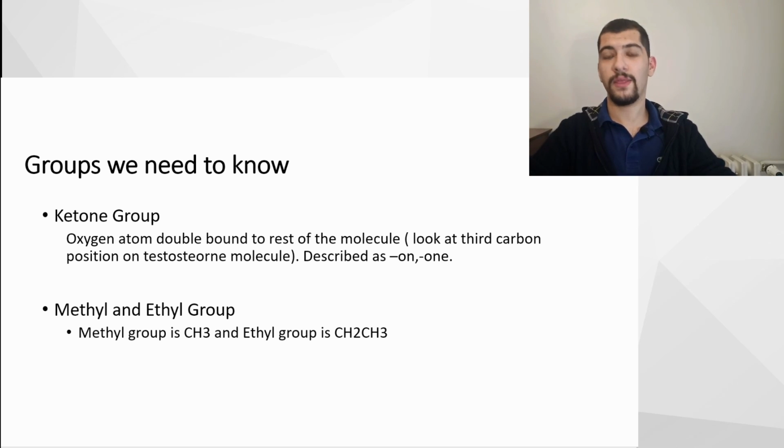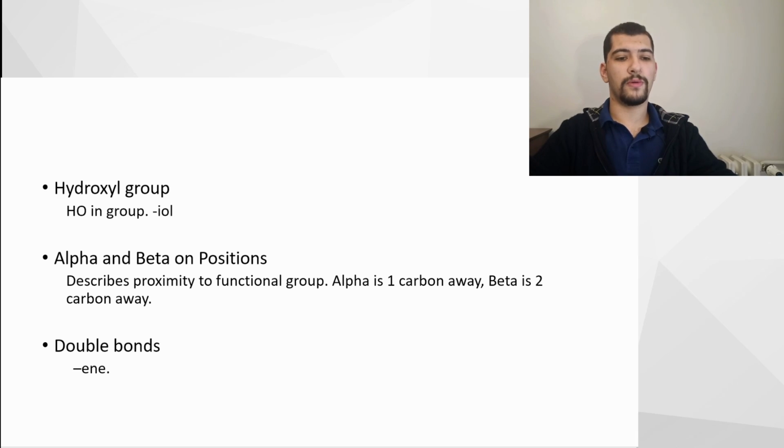Also, there are methyl and ethyl groups. The methyl group is a carbon and 3 hydrogen atoms, but the ethyl group is CH2 and CH3. Also, a hydroxyl group: if you take a look at the 17th position of the testosterone molecule, you can easily see the hydroxyl group. The abbreviation for the hydroxyl group, HO group, is ol.